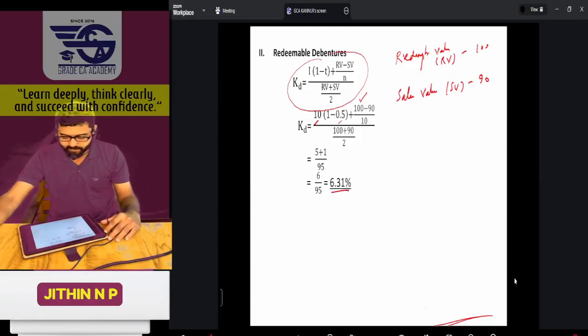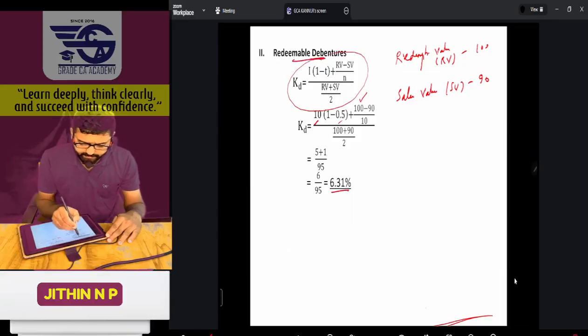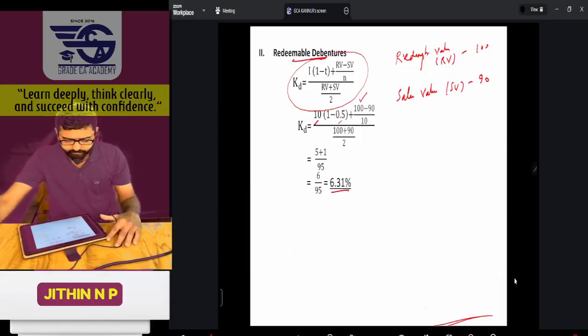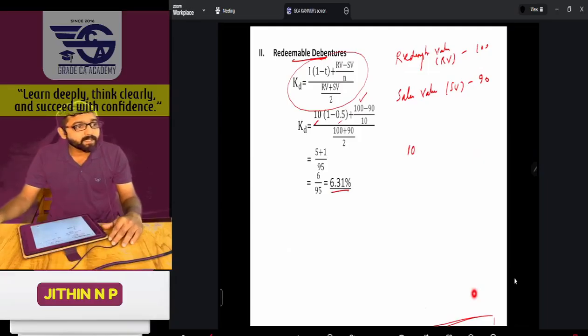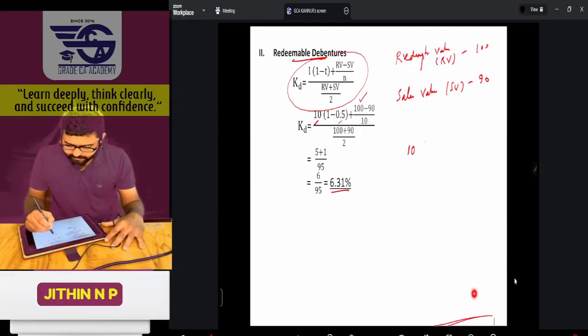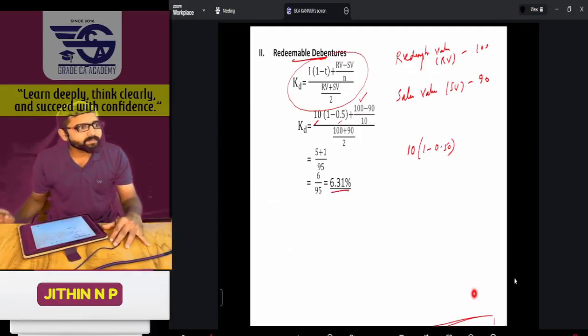Listen here. If it is redeemable debentures, what is the concept behind this? The company is paying 10 rupees to the debenture holders each year. The company saves tax at 50%. That means the benefit to the company is 50%, so the net cost of the company for this debenture is 5 rupees.